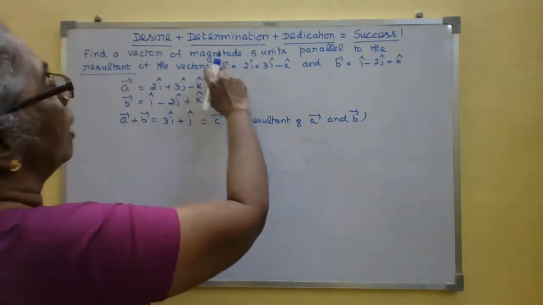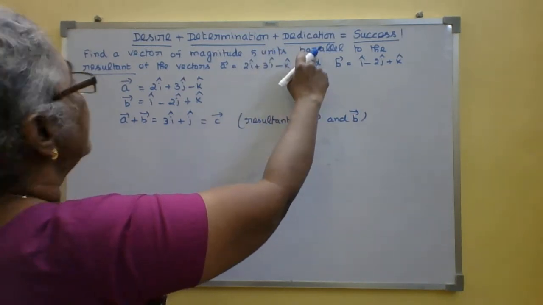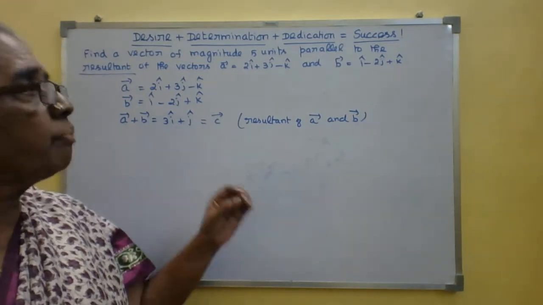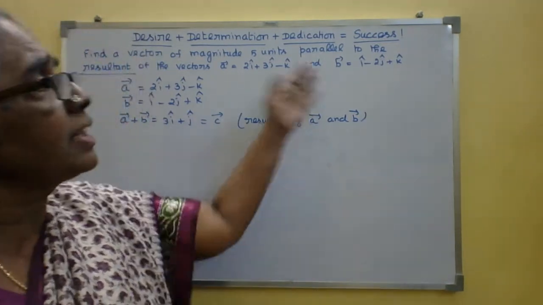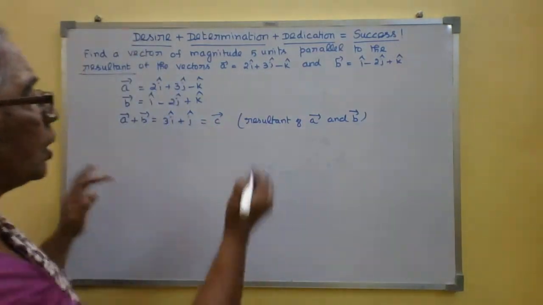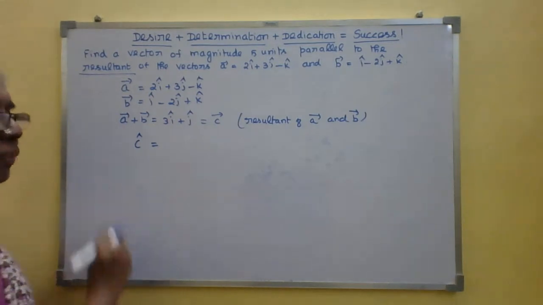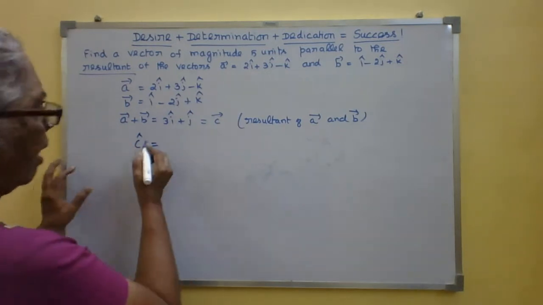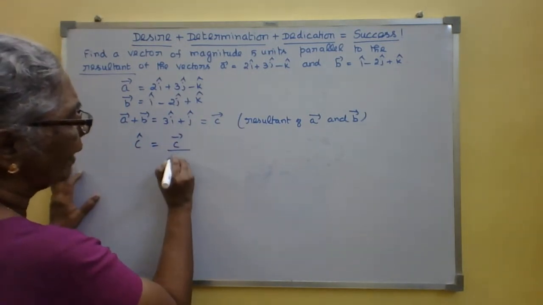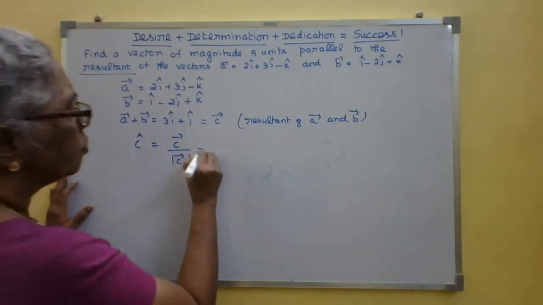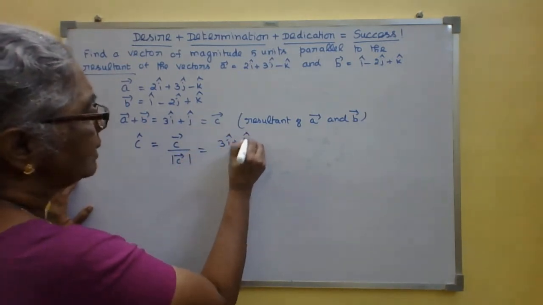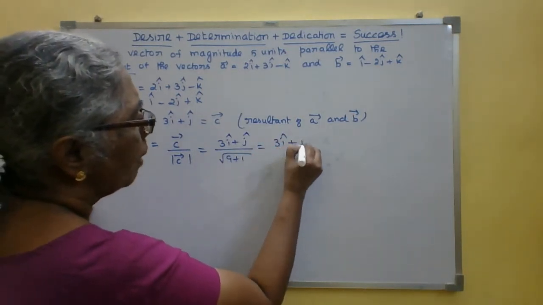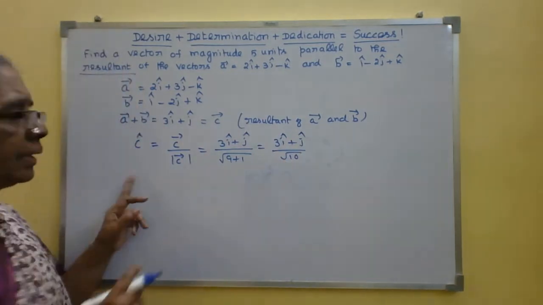Now you want a vector of magnitude 5 units parallel to this resultant vector. First I will find a vector of magnitude 1, that is a unit vector, which is parallel to the given vector. That is easy for me. So c cap is the unit vector. Unit vector means its modulus is 1, which is parallel to this c vector. So c cap, you know the formula. It is c vector by mod c vector. So I can write it as 3i cap plus j cap by root of 9 plus 1. So I will get 3i cap plus j cap by root 10. This is the c cap.